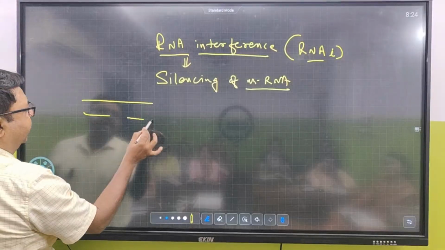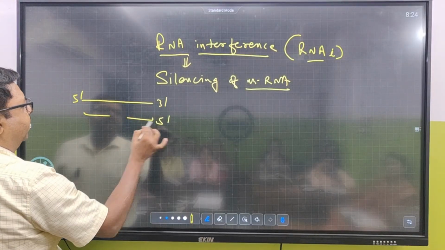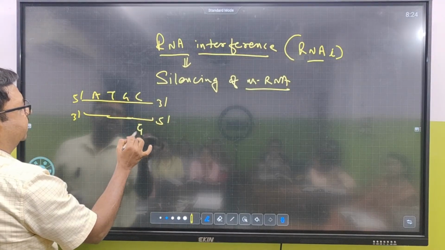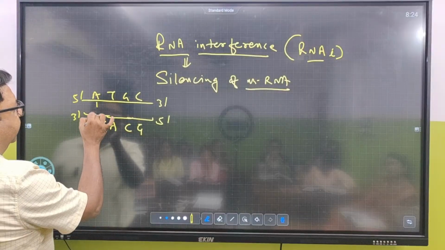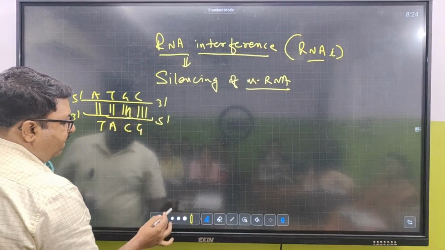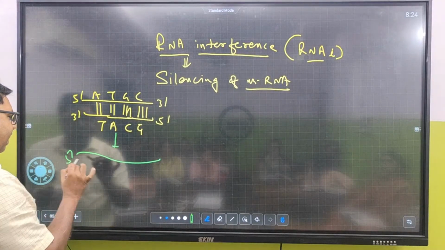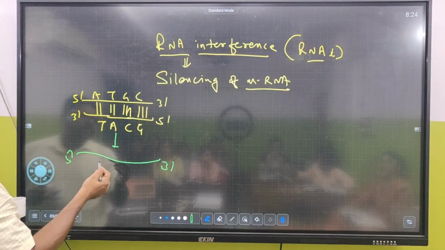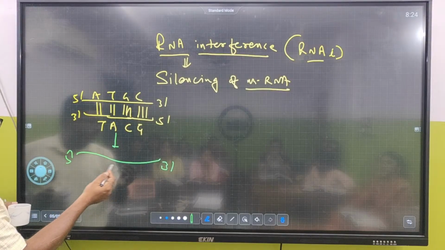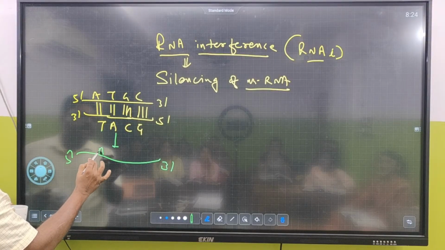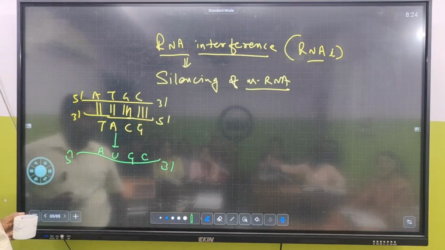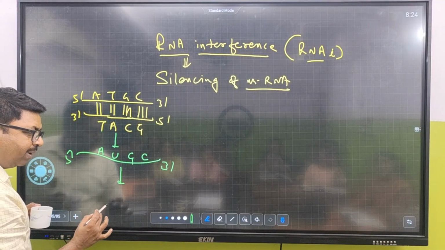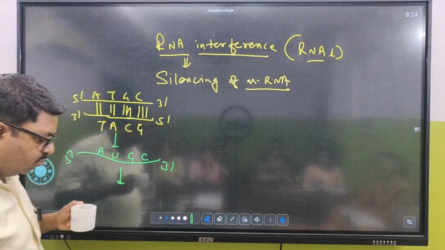So normally we know if this is the DNA, 5 prime, 3 prime, 5 prime, 3 prime, with bases A, T, G, C, G, C, A, T. This is the DNA strand, and it's going to make what? mRNA by the process of transcription. Tell me the bases. It will be A, U, G, C. That is the mRNA strand. And this mRNA needs to reach where? Inside the ribosome.